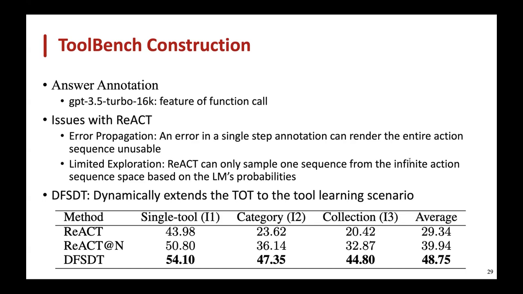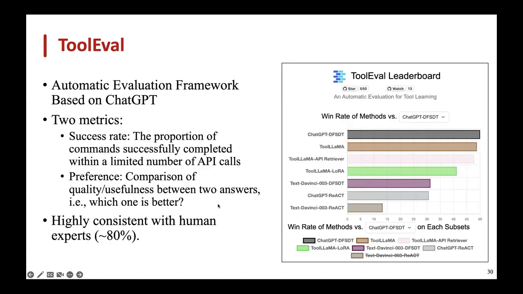Compared with the conventional ReAct, DFSDT enables the large language model to evaluate multiple reasoning paths and make a deliberate decision to either retract a step or proceed along a promising path. So it performs better than ReAct. Finally, they got a very good ToolBench.